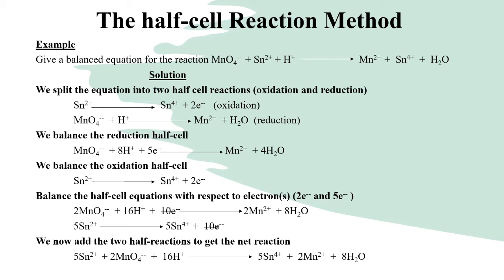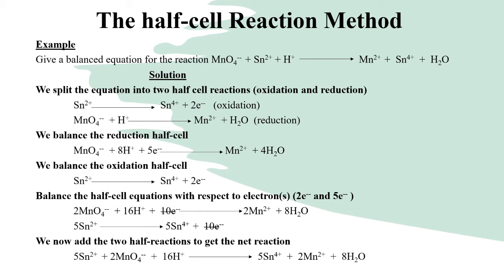Give a balanced equation for the reaction. Permanganate plus tin plus hydrogen will give us manganese plus tin plus water. This is an unbalanced equation. We are supposed to balance the equation. But one thing you do is you split the equation into oxidation and reduction reactions.